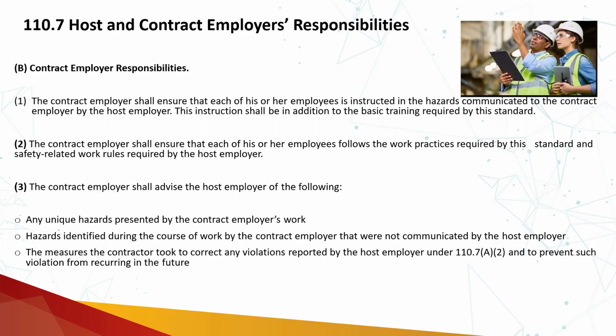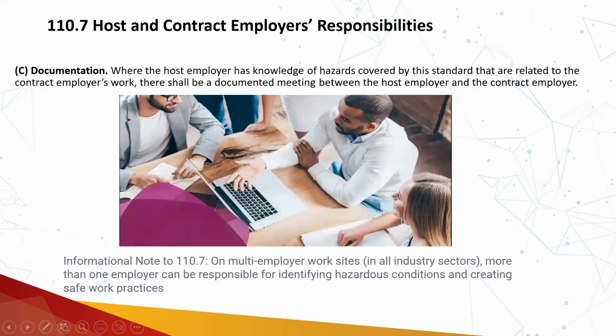The contractor employer shall also advise of the measures the contractor took to correct any violation reported by the host employer under 110.7A2 and to prevent such violation from reoccurring in the future. So what lessons were learned and what measures they have taken in response to the host employer's recommendation need to be communicated by the contractor employer as well. Then 110.7C talks about documentation. A proper documented meeting needs to be carried out between the host employer and the contractor employer, in which all these points will be noted down and exchanged with each other.